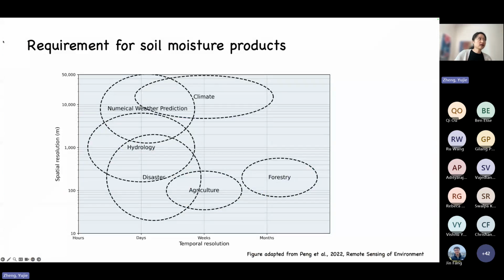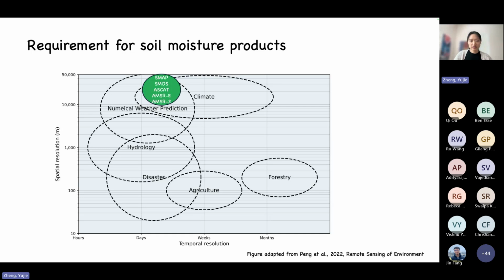Given the importance of soil moisture in the Earth system, the question is, what does an operational soil moisture product have to deliver? This figure shows the temporal resolution requirement on the x-axis, and the spatial resolution requirement on the y-axis for different applications. Different application domains occupy different space in this chart. For example, climate models typically can tolerate coarse spatial resolution and relatively long temporal resolution as well. Numerical weather prediction is kind of similar, but requires higher temporal resolution. On the other hand, applications for hydrology, disaster monitoring, agriculture, and forestry typically require much finer spatial resolutions.